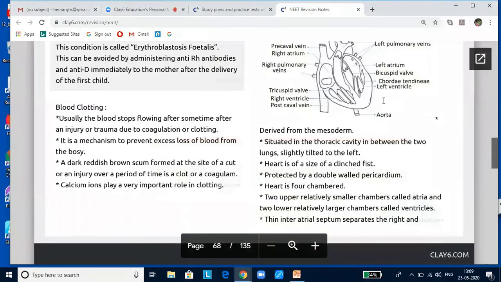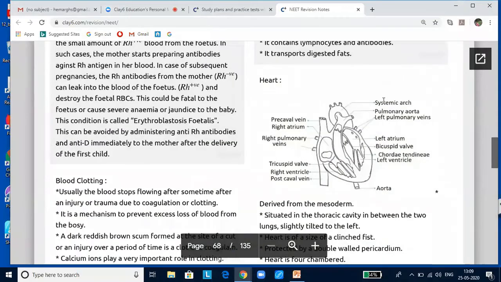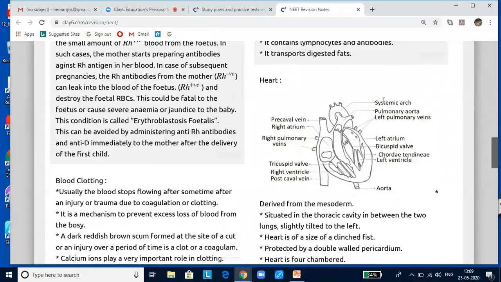Now let us look at the structure of the human heart. This is very, very important. You need to learn all the parts properly so that whatever they ask you to identify or associate with the function, you should be able to do it. Now, the human heart is a thick, muscular, automatic, pulsating, and contractile organ. It is four-chambered. It has two atria or auricles, which are the upper chambers, and two ventricles, the lower chambers.